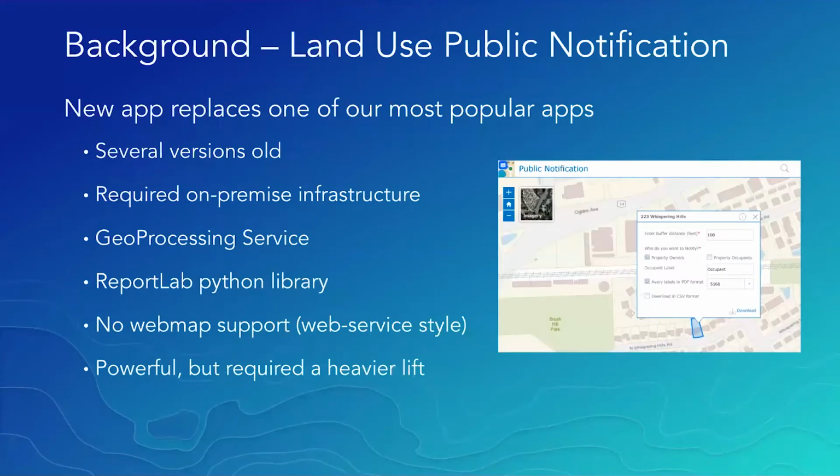So just to give a little bit of background, if you haven't seen our previous version of public notification, it was one of our more popular applications. The application was several versions old. It required quite a bit of on-premise infrastructure, including a web server. To generate the mailing labels, it also required a geoprocessing service. It required a third-party library called ReportLab as well. It didn't really support web maps. It supported a service-style web application, and it was very powerful, but it was kind of a heavy lift to get started and get configured.